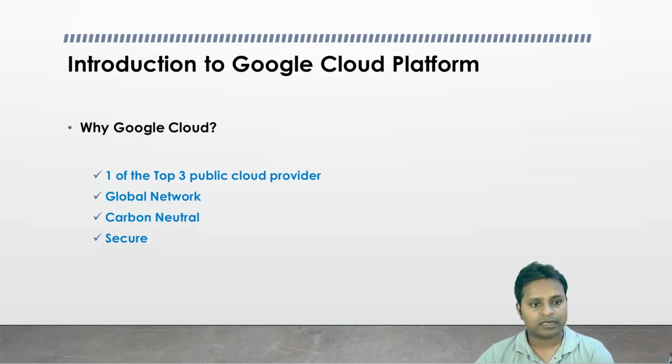Google Cloud is as of now in third position among all of these public clouds. Now the other reason that someone would opt for Google Cloud is their global network. Compared to any other cloud, whenever we create private clouds, I will talk about that later on, there is a concept of VPC, virtual private cloud.